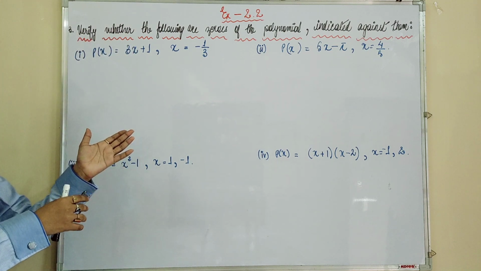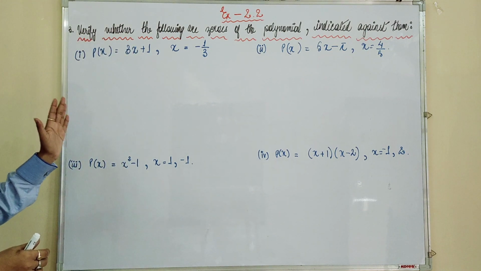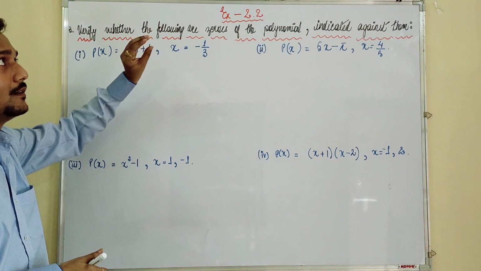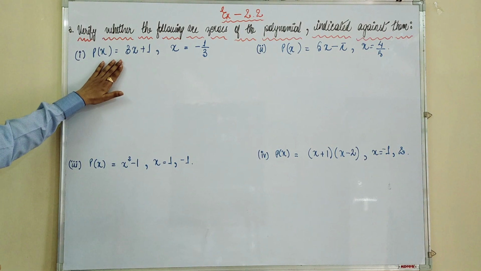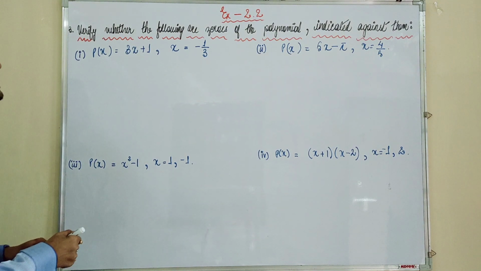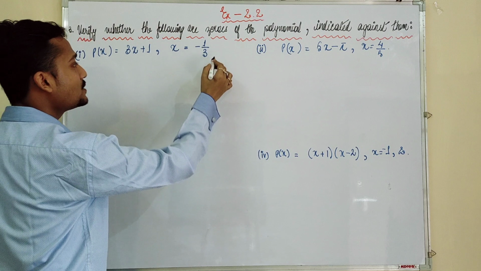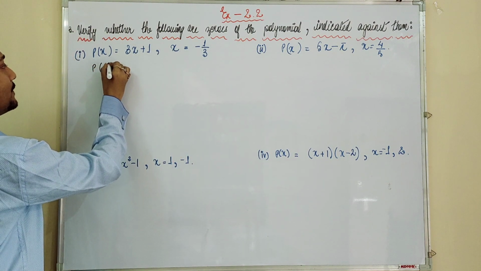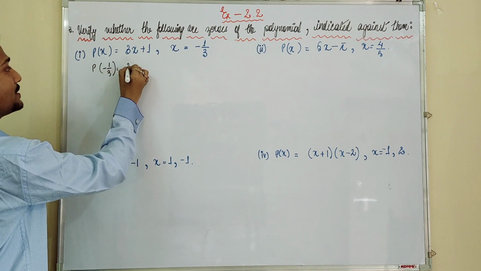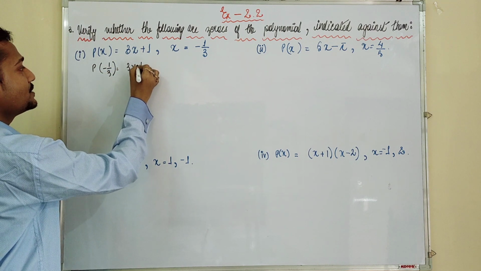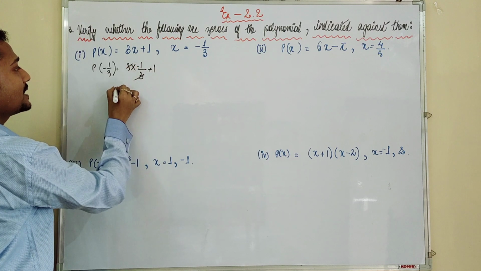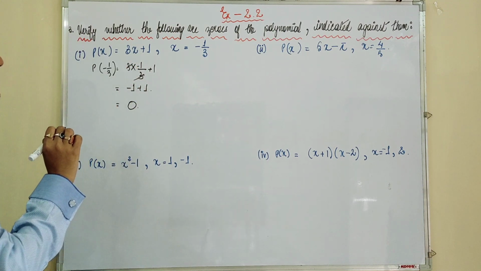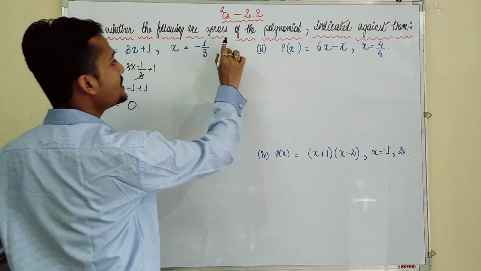So back on to the topic. We have to check whether the given value of x is 0 of the given polynomial or not. That means if I take in place of x as minus 1 by 3, will I get 0 or not? So let us check. P, in place of x I will take minus 1 by 3. So 3 into minus 1 by 3 plus 1. So 3 cancels, it will be minus 1 plus 1, which is equal to 0. That means, verify whether the following are 0 of the polynomial or not.